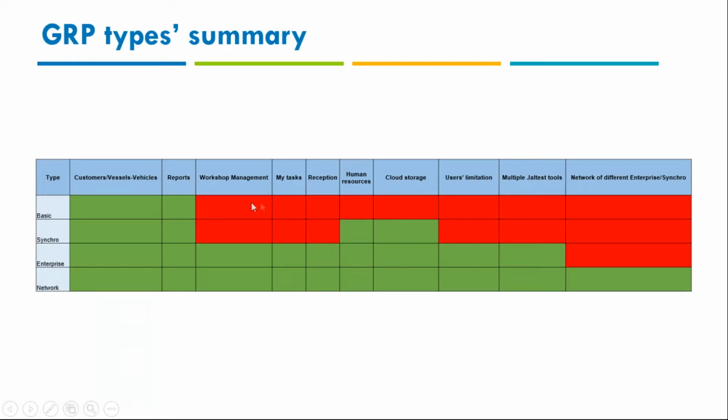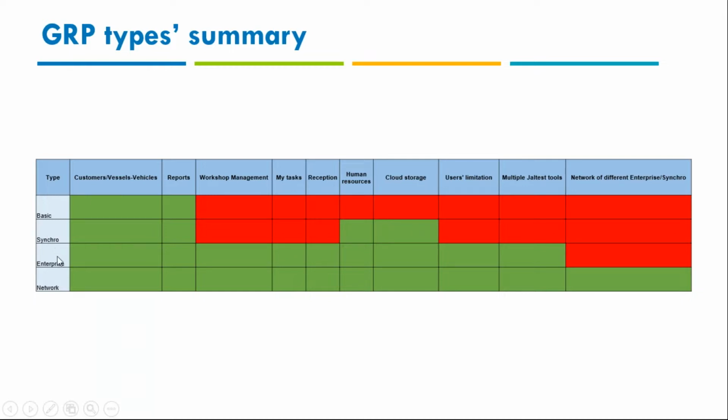But all these options are not available on basic. Now we can create or apply or just generate the synchro mode. And what we will have is same thing: reports, customer, vessel, vehicle list. And now we have human resource. We can create different users in cloud storage, because now we can have those up to 3 computers or tablets with the software installed, and we can share that information.